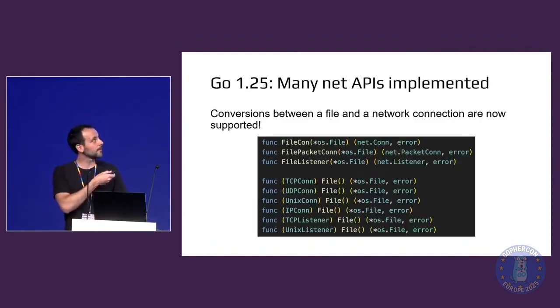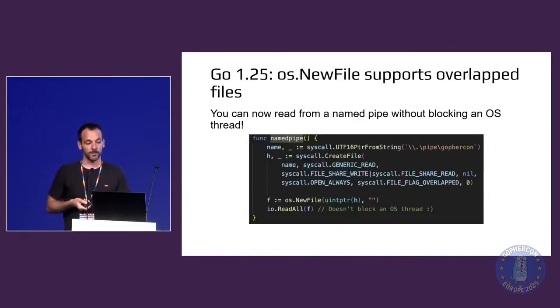In Go 1.25, I've implemented a lot of missing APIs in the net package, mostly related to converting between network connections and OS files, which is useful if you want to share the raw socket between processes or threads. It was literally not implemented. It is now.